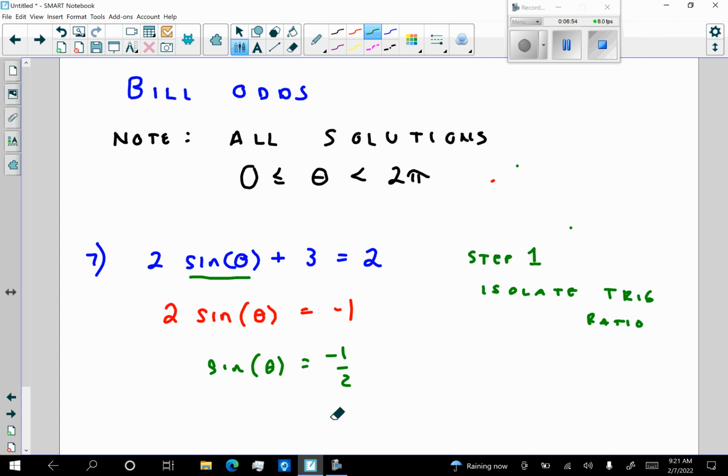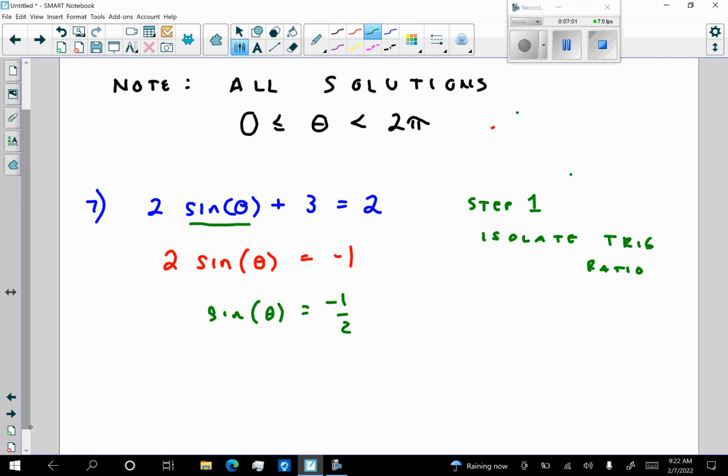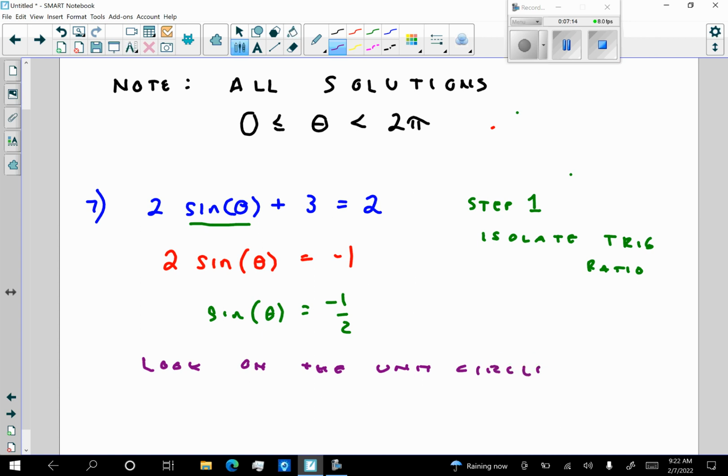Now I have isolated the trigonometric ratio. What I'm going to do now is take my eyeballs and look on the unit circle, and find the thetas, and keep in mind, thetas that satisfy this equation. Okay, I'm going to pause the video for a minute.